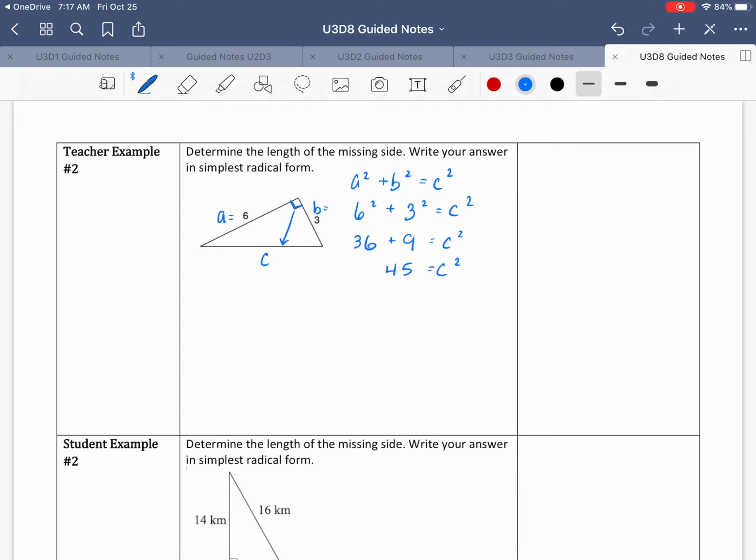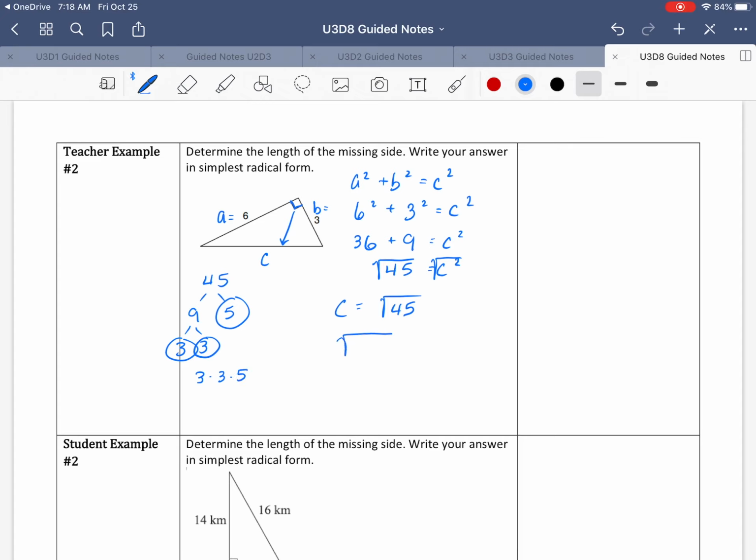Now from here, we want to get C by itself, so we have to undo the square, so we take the square root of both sides. C equals the square root of 45. And now we have to go through the process of simplifying this radical. So we're going to do the prime factorization for 45, and you get 9 times 5. 5 is a prime number, so we're going to circle it. 9 is not, so we're going to break that into 3 and 3. So the prime factorization for 45 is 3 times 3 times 5.